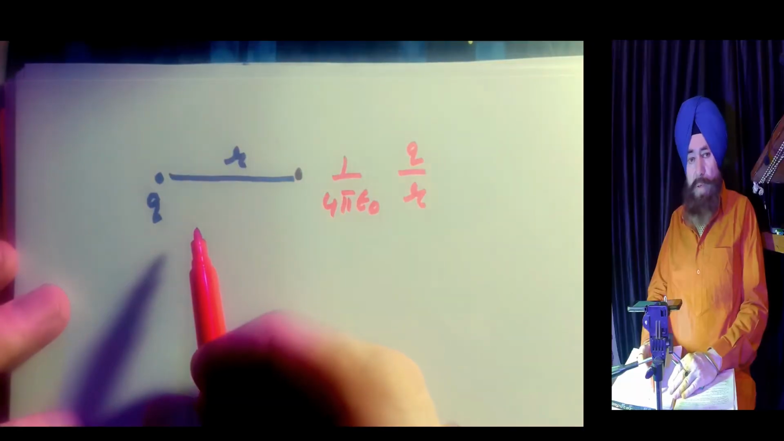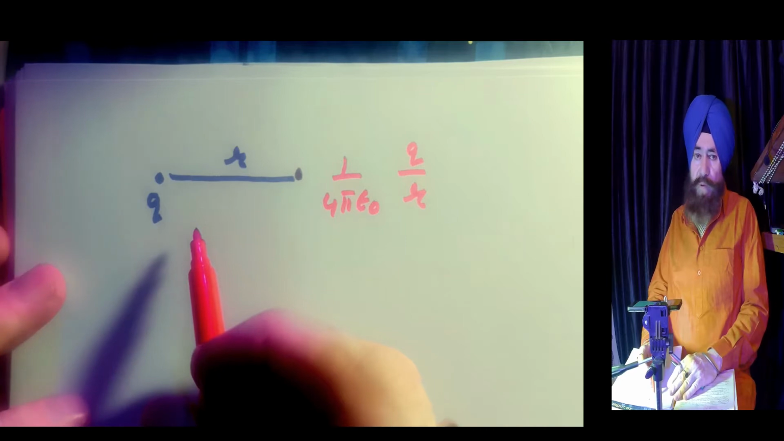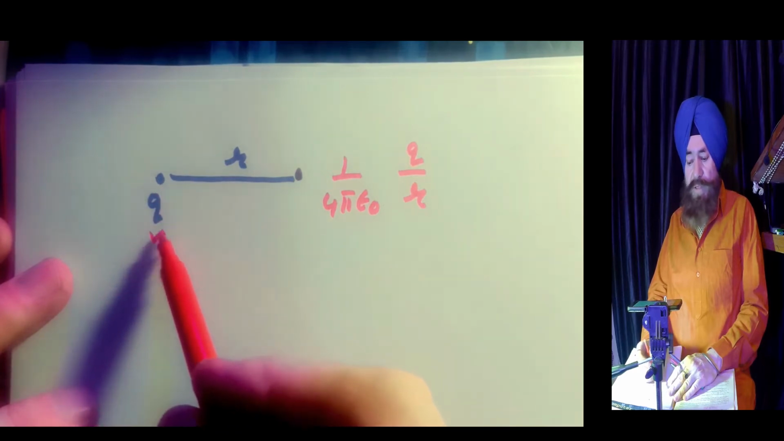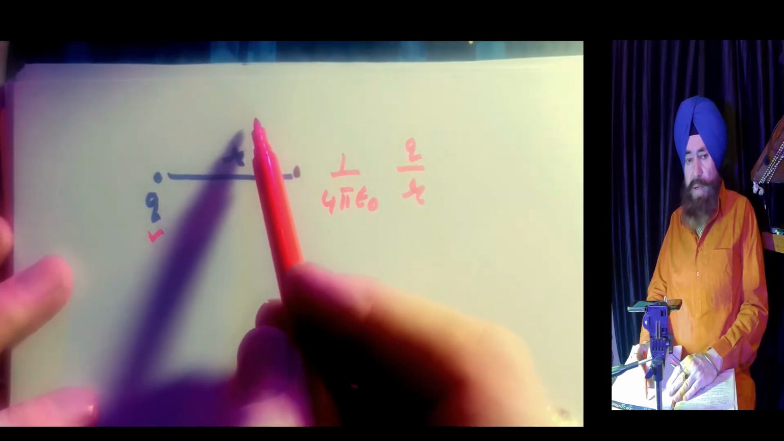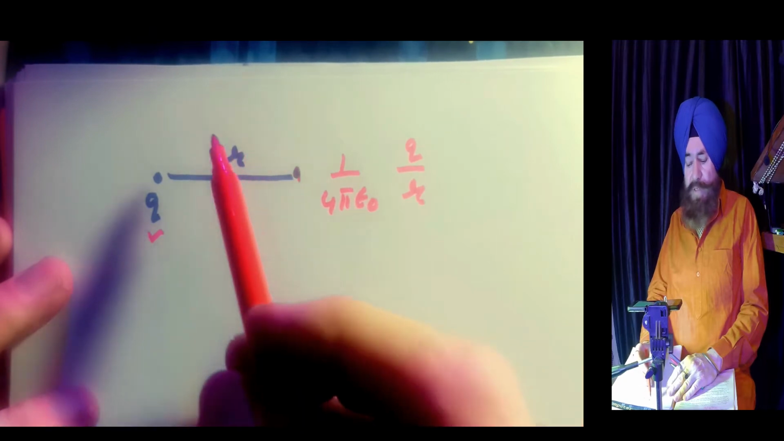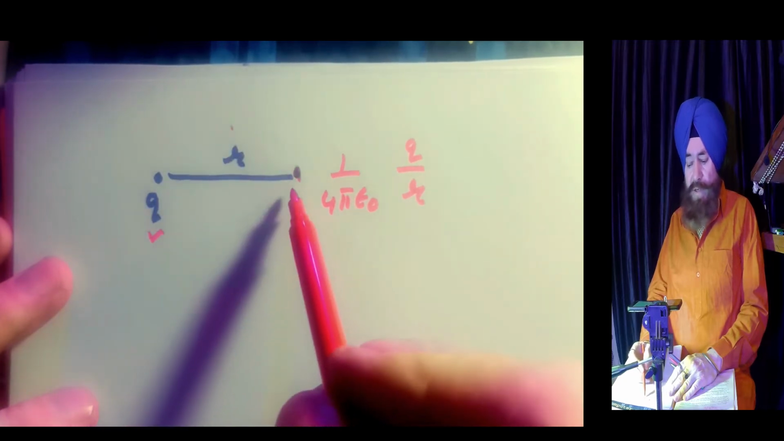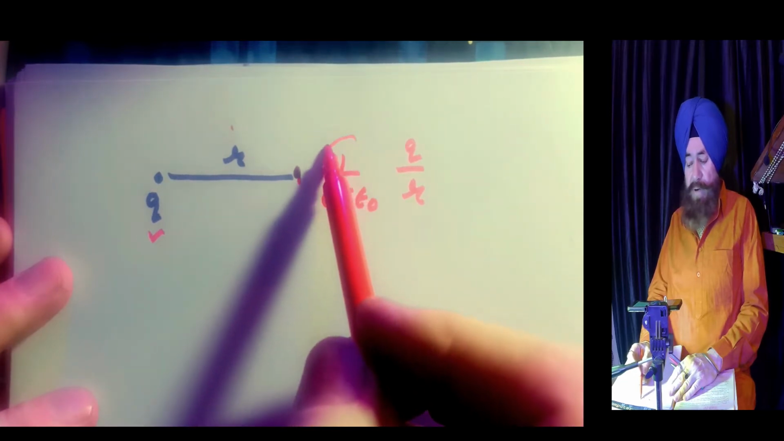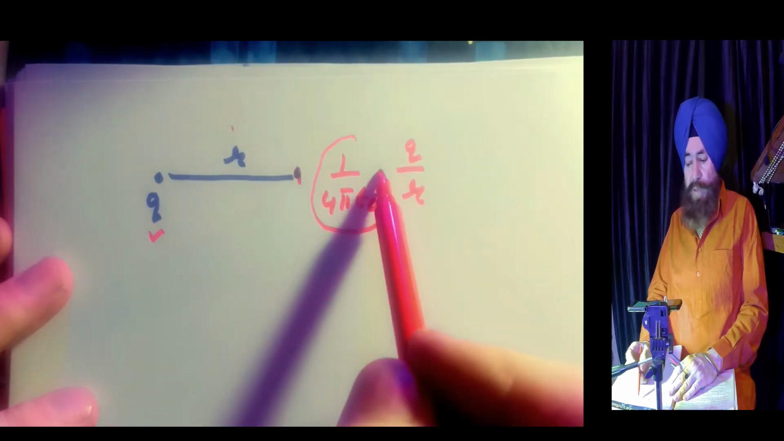My dear students, I'm going to discuss with you some problems of electric potential. You know very well, if there is a charge Q and a point at a distance R, what is the numeric value of potential here? That is a constant.